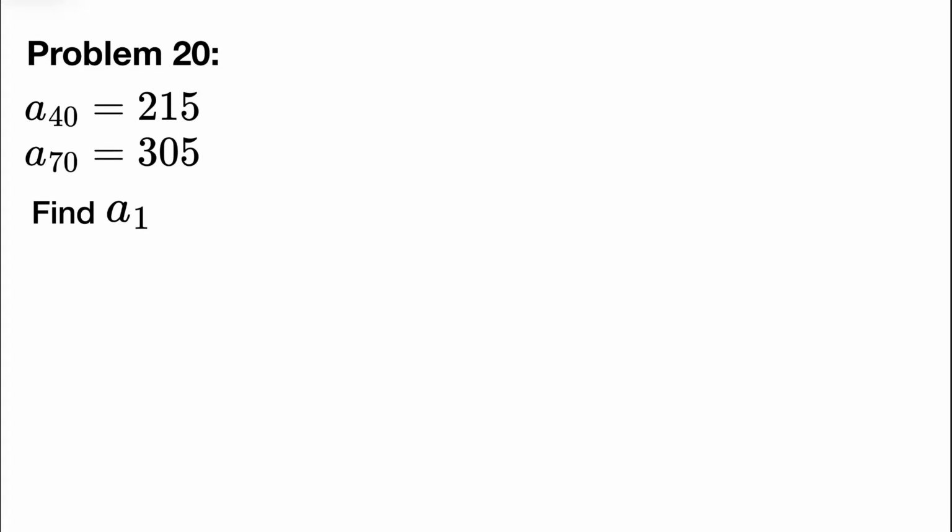Hello everyone. In this problem, we are told that a sub 40 equals 215 and a sub 70 equals 305. We're told to find a sub 1, which is the very first term.